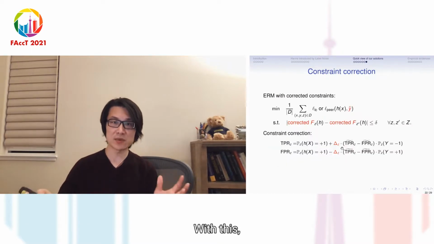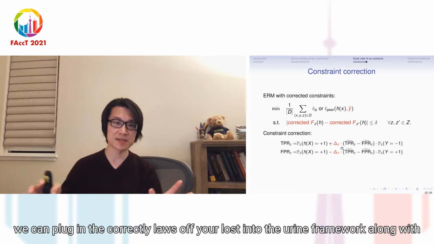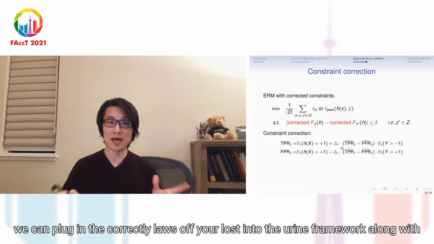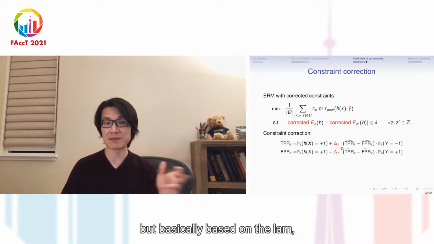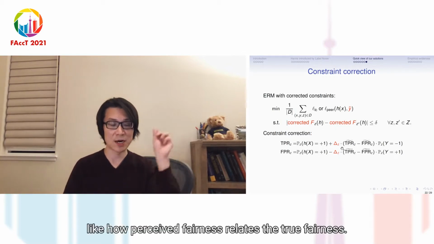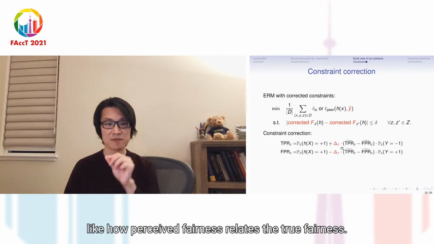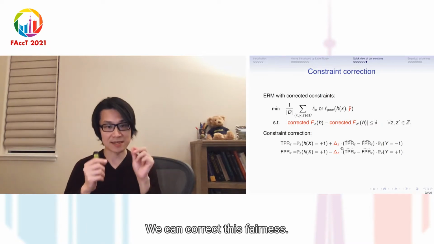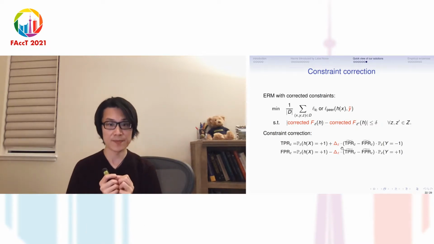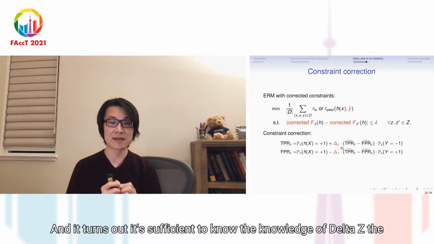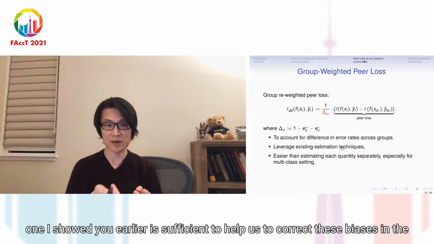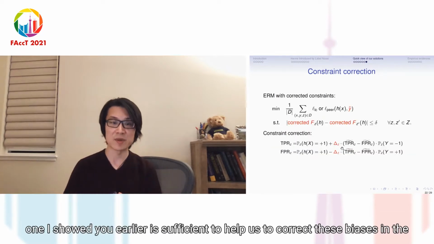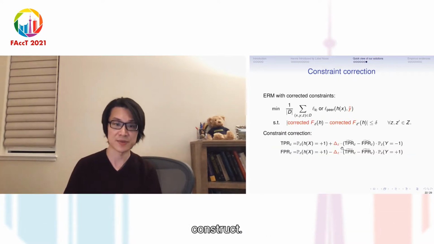Okay, with this, we can plug in the corrected loss or pure loss into the ERM framework, along with the corrected constraints. So I'm omitting the details here, but basically based on the lemma I showed you earlier, like how perceived fairness relates to true fairness, we can correct these fairness constraints too. And it turns out the knowledge of delta Z, the one I showed you earlier, is sufficient to help us correct these biases in the constraints.